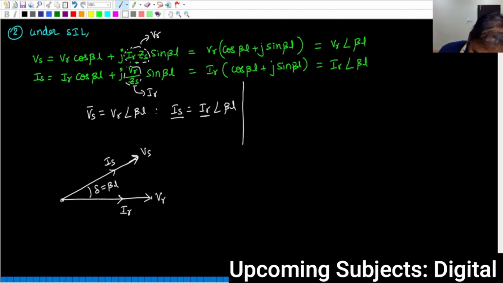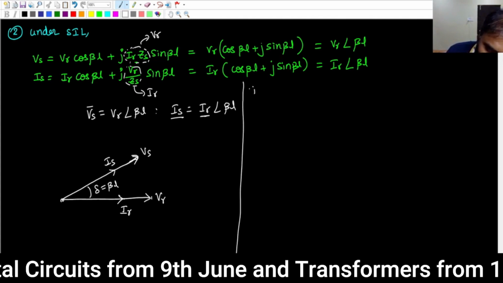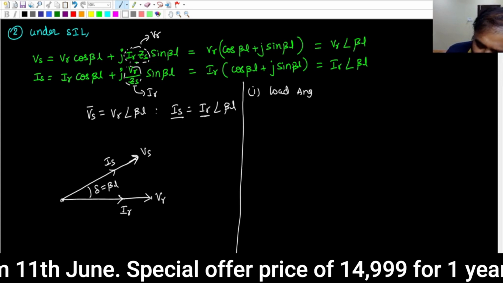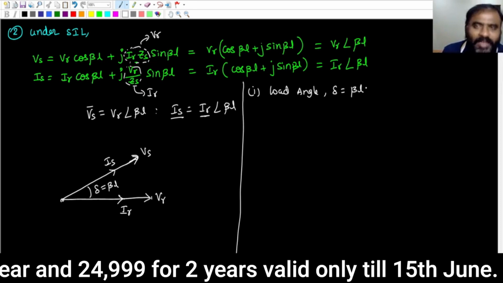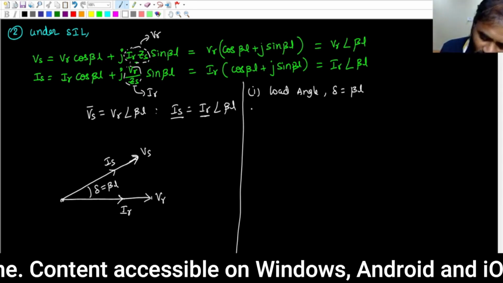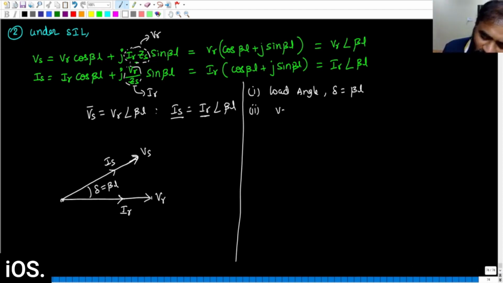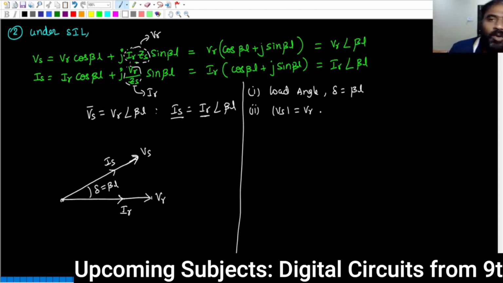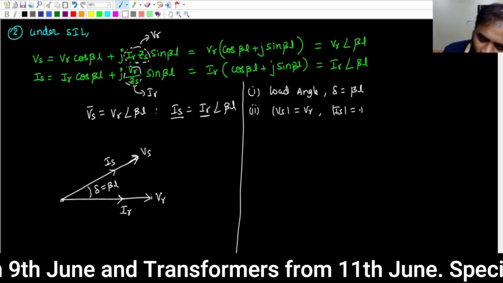Now from this phasor diagram, what can I write? Under surge impedance loading, what is the load angle? Load angle, that is delta, is equal to beta L. The load angle is beta L under surge impedance loading. Okay, clear? Now the next important thing: what about the magnitude of VS? Equal to VR. That means the sending end voltage and receiving end voltage have the same magnitude. What about the magnitude of IS? That is equal to IR.